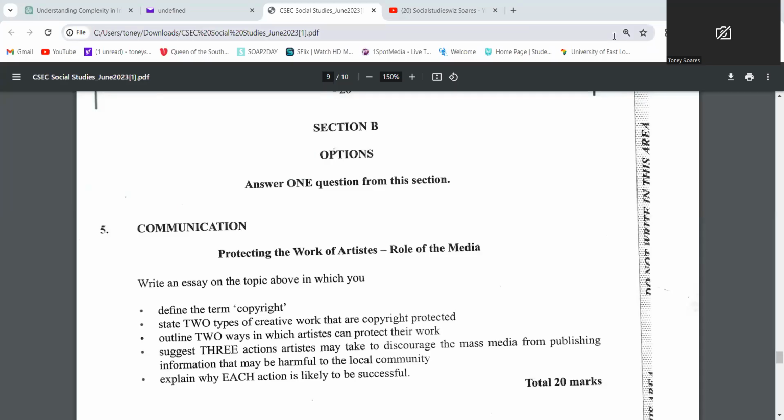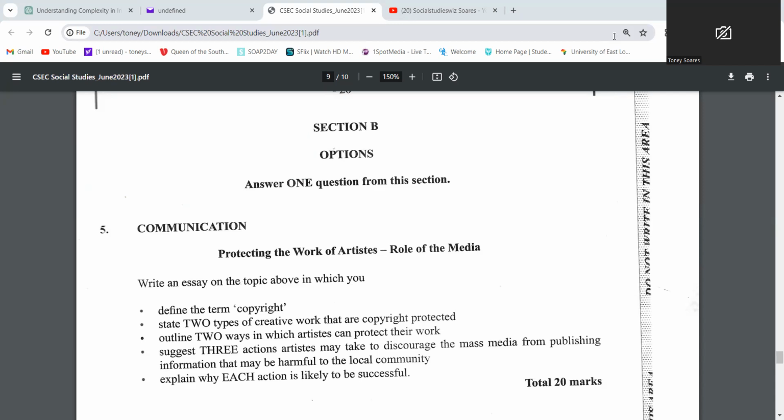Hello, everyone. Welcome to part two of the June 2023 paper two for social studies. So I've already posted section A where I went through all four questions. This is now section B where I will go through all three questions.